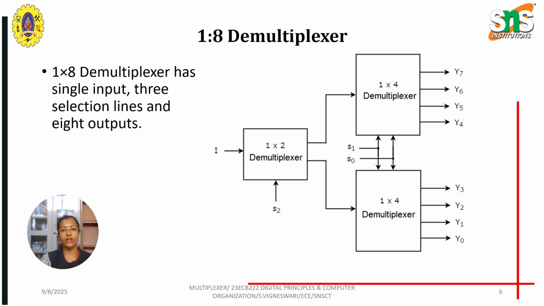The outputs of the 1:2 demultiplexer are connected as the inputs of the 1:4 demultiplexers in the second stage. In the second stage we use two 1:4 demultiplexers with two selection lines. So based on the selection lines, each 1:4 demultiplexer will guide its one input to one of the four output lines.